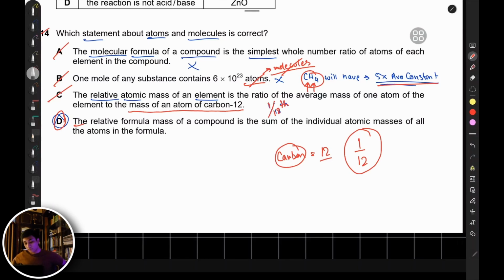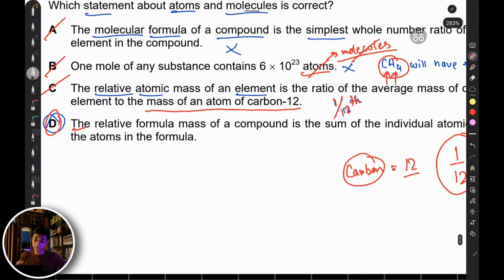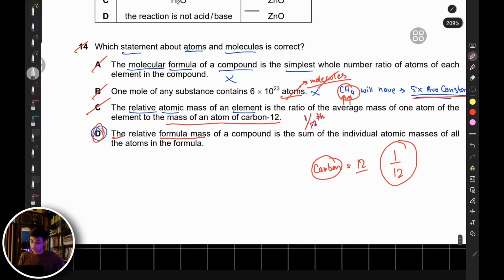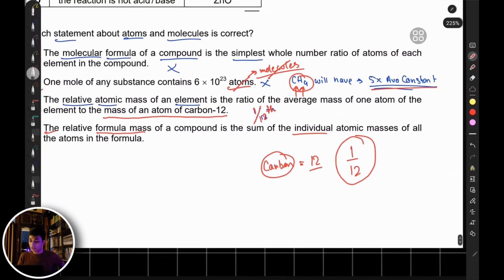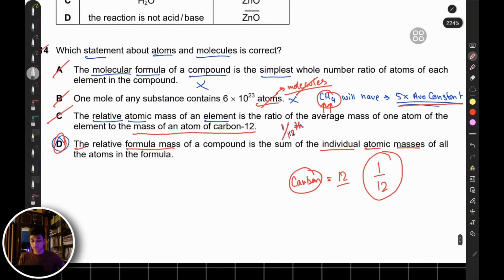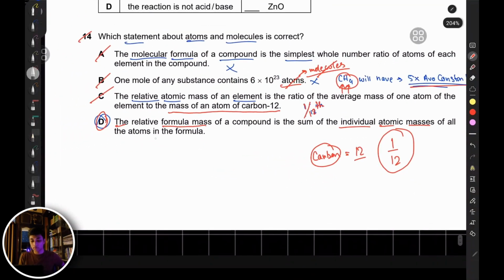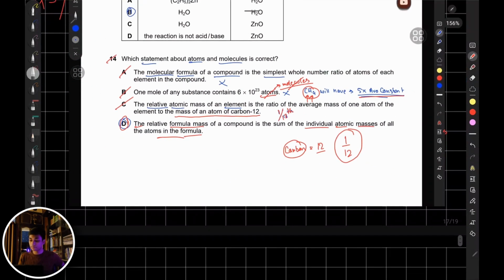D: The relative formula mass of a compound is the sum of the individual atomic masses of all the atoms in the formula. Formula mass is usually used for ionic compounds. So yes, this is true. Individual atomic masses will add to the formula mass. Okay, D is correct.